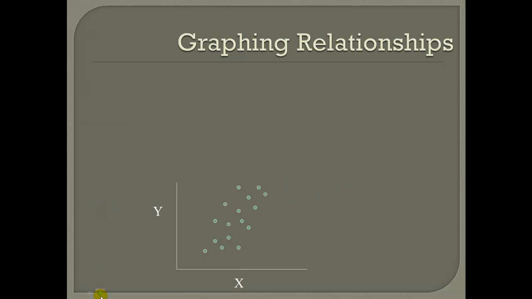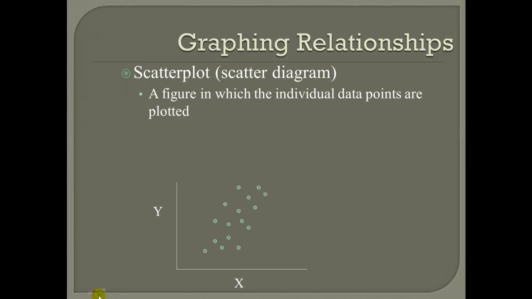But first let's look at some visual representations of correlations, and that's usually one of the first things you'd be doing if you're looking at the relation between two variables. You'd want to get a visual representation, and the tool you'd use to do that is what's called a scatter plot or scatter diagram. And it's basically a figure in which your individual data points from each variable are plotted against each other.